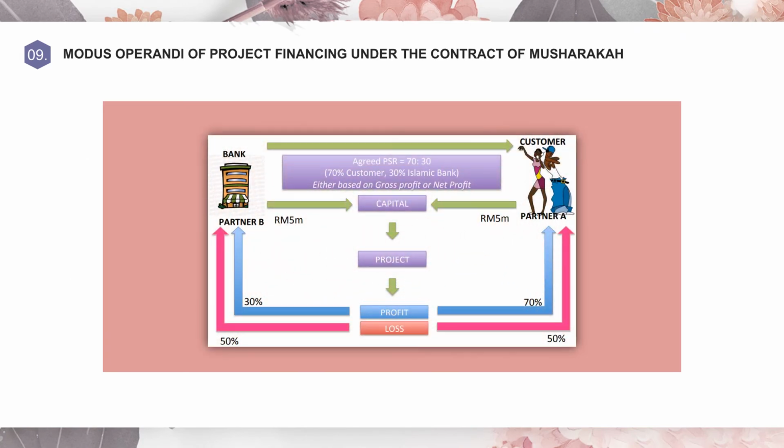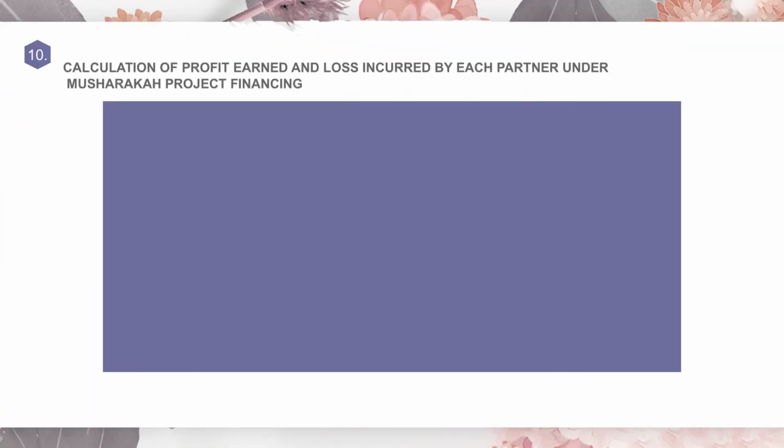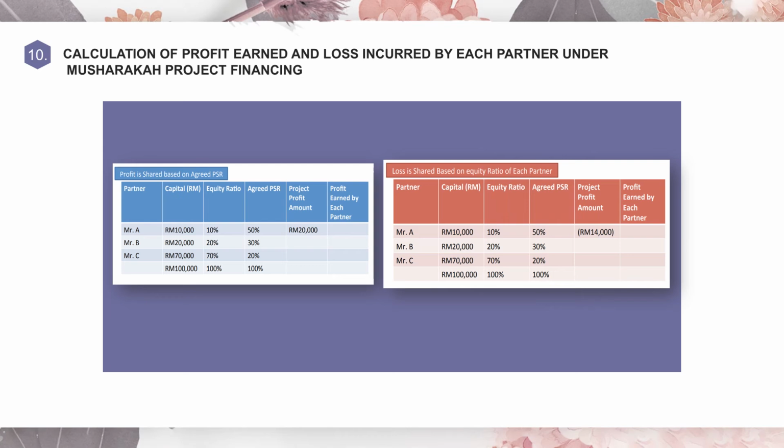This is the sample of modus operandi of project financing under the contract of Musharakah. This is the sample calculation of profit earned and loss incurred by each partner under Musharakah project financing. Profit is shared based on agreed profit sharing ratio, and loss is shared based on equity ratio of each partner.